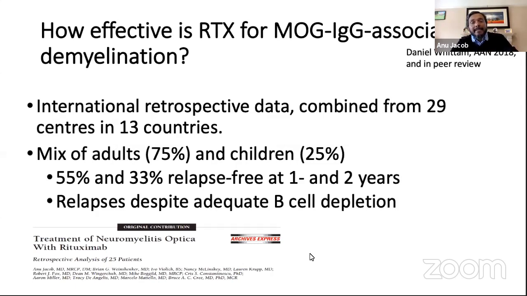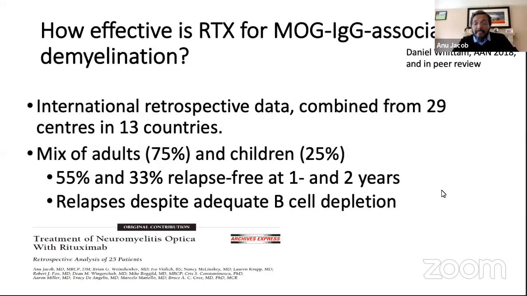So I was hoping to replicate this work in MOG, and we asked colleagues from across the country, across the globe, and we got about 120 patients with MOG treated with rituximab, a mix of adults and children. But surprisingly, the relapse freedom at 1 year was only 55%, and at 2 years was 33%. And relapses occurred despite B cell depletion. We're not quite sure why. Rituximab seems less effective in this particular study.